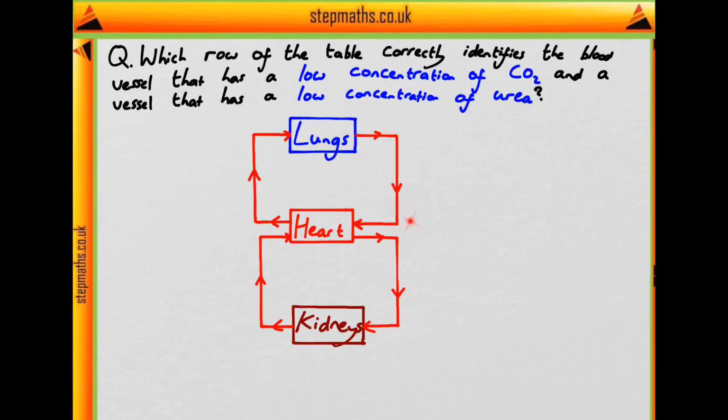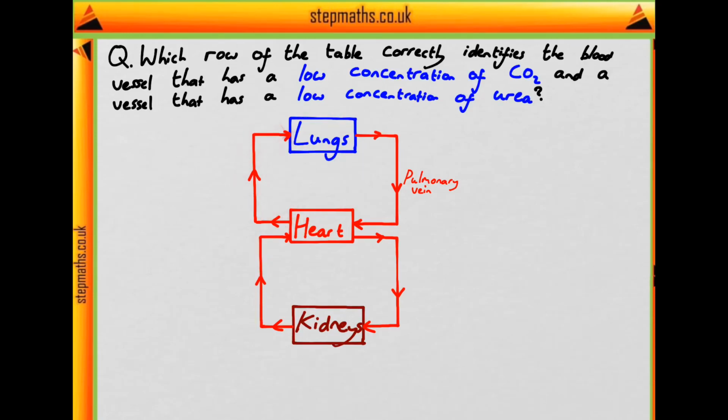So starting with this vessel here, which takes blood from the lungs to the heart, what is this? This is the pulmonary vein, and it carries oxygenated blood from the lungs to the heart. And so the blood in the pulmonary vein has a high oxygen content and a low CO2 concentration, as the CO2 is removed in the lungs.